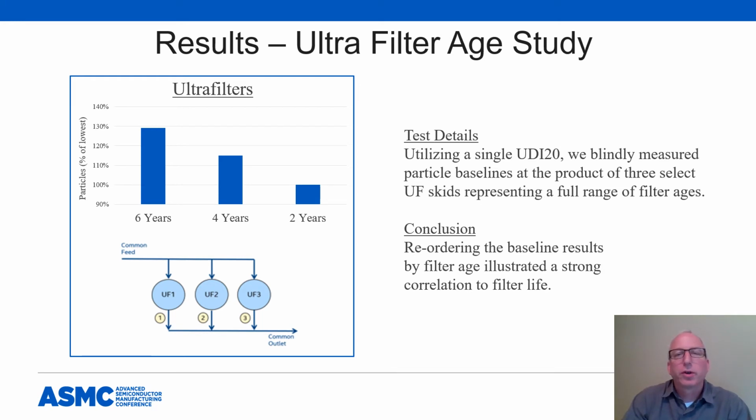This final chart illustrates a similar filter analysis as was just presented, but this time applied across 3 trains of ultrafilters. In this study, we blindly measured particle baselines of 20 nanometer and above at the product of 3 select filter UF skids, representing filter ages from 2 to 6 years. Reordering the baseline results by filter age, as shown here, illustrated a strong correlation to filter life, just as was demonstrated with the cartridge filter study.